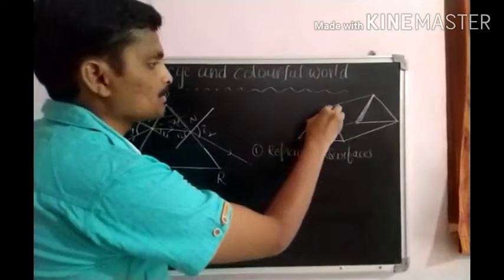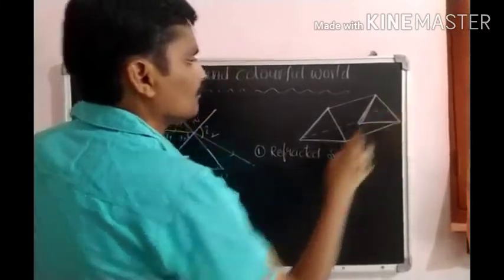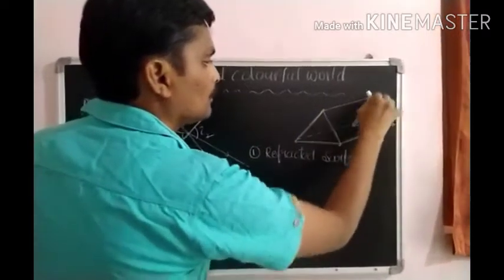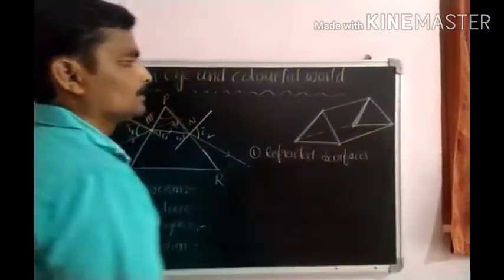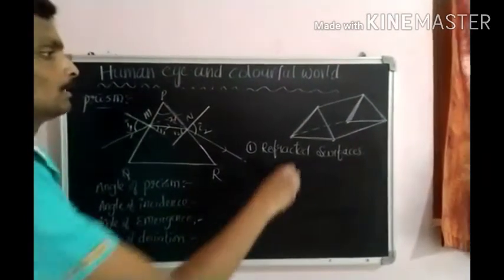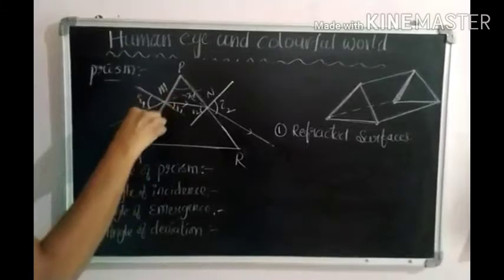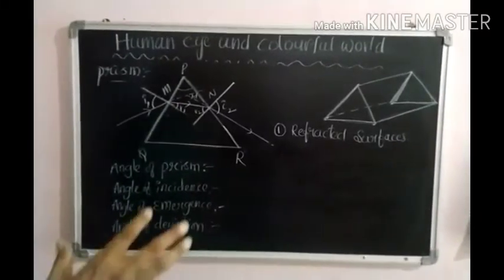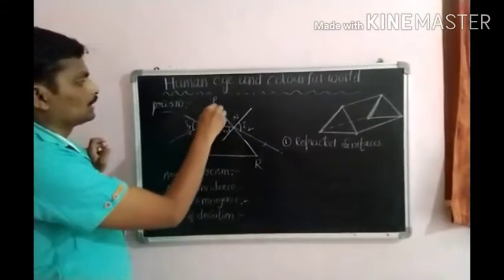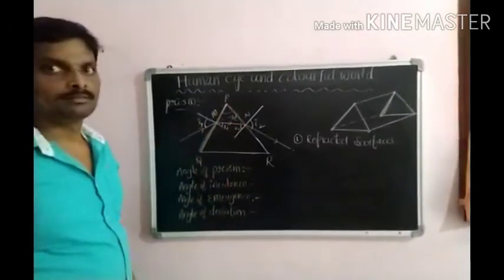In this prism, the prism contains two triangle shaped bases and 1, 2, 3 rectangular shaped surfaces are present. This is the cross section of the prism. Here, when we observe from this side, the prism appears like this. So the prism appears to us as an equilateral triangle.